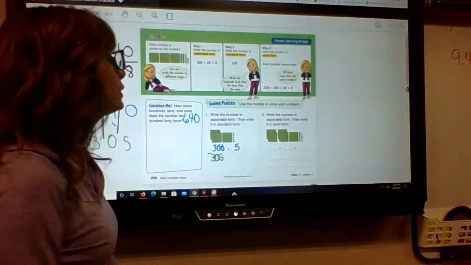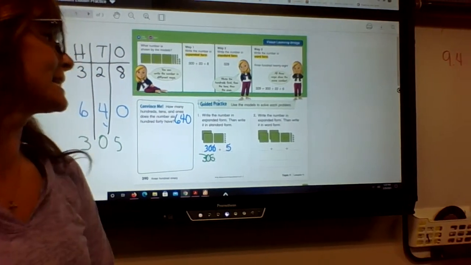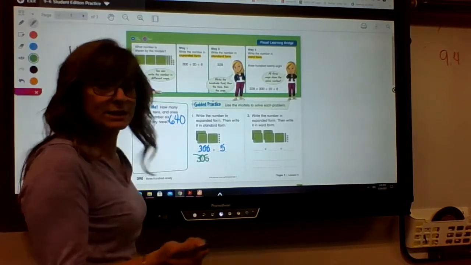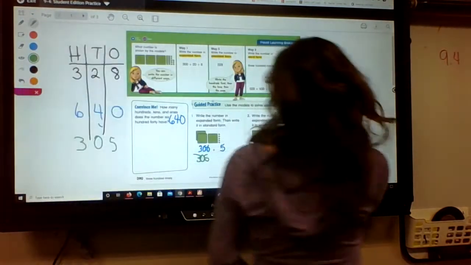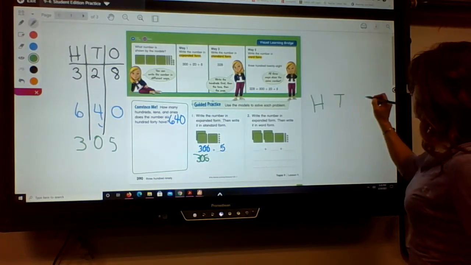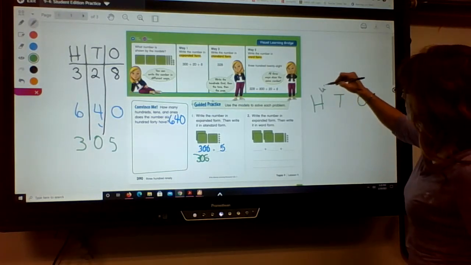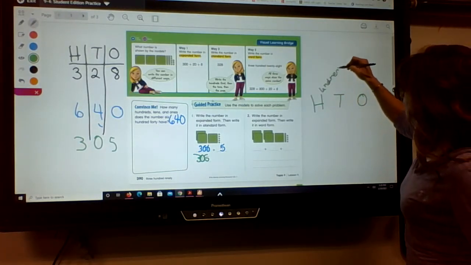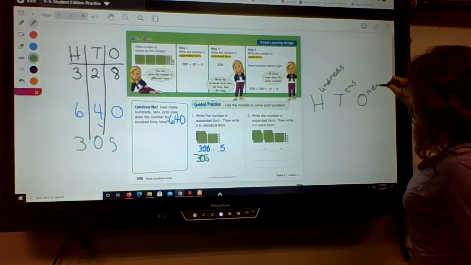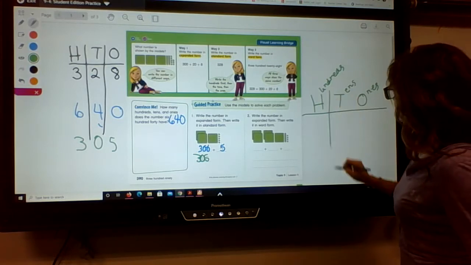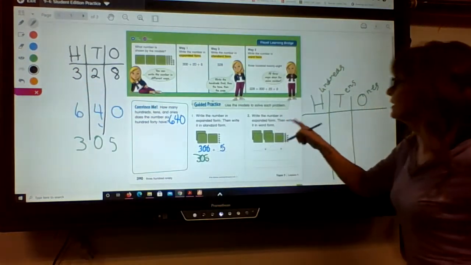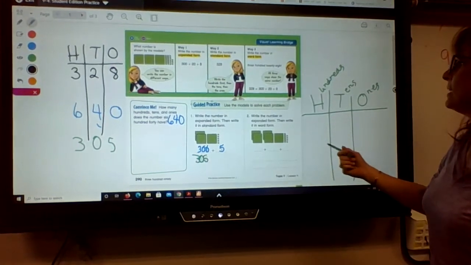All right, number 2. Write the number in expanded form, then in word form, okay? So let's count our hundreds. I'm going to put another little sheet over here to help you. Hundreds, tens, ones. Hundreds, tens, ones. All right, so here we go. So write the number in expanded form, then write it in word form.